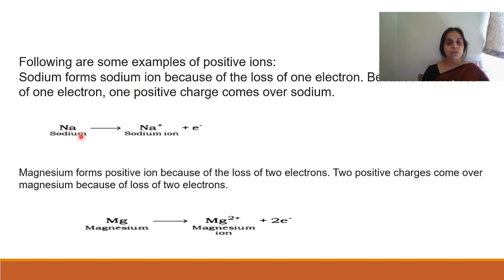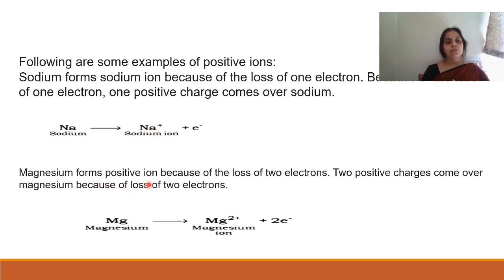When you take sodium, the atomic number is 11, and the electronic configuration is 2, 8, 1. It forms a sodium ion because of the loss of one electron. When it loses one electron, it becomes Na plus, where protons dominate compared to electrons. It has 11 protons and 10 electrons. Because of the loss of one electron, one positive charge comes over sodium, so it is plus 1.